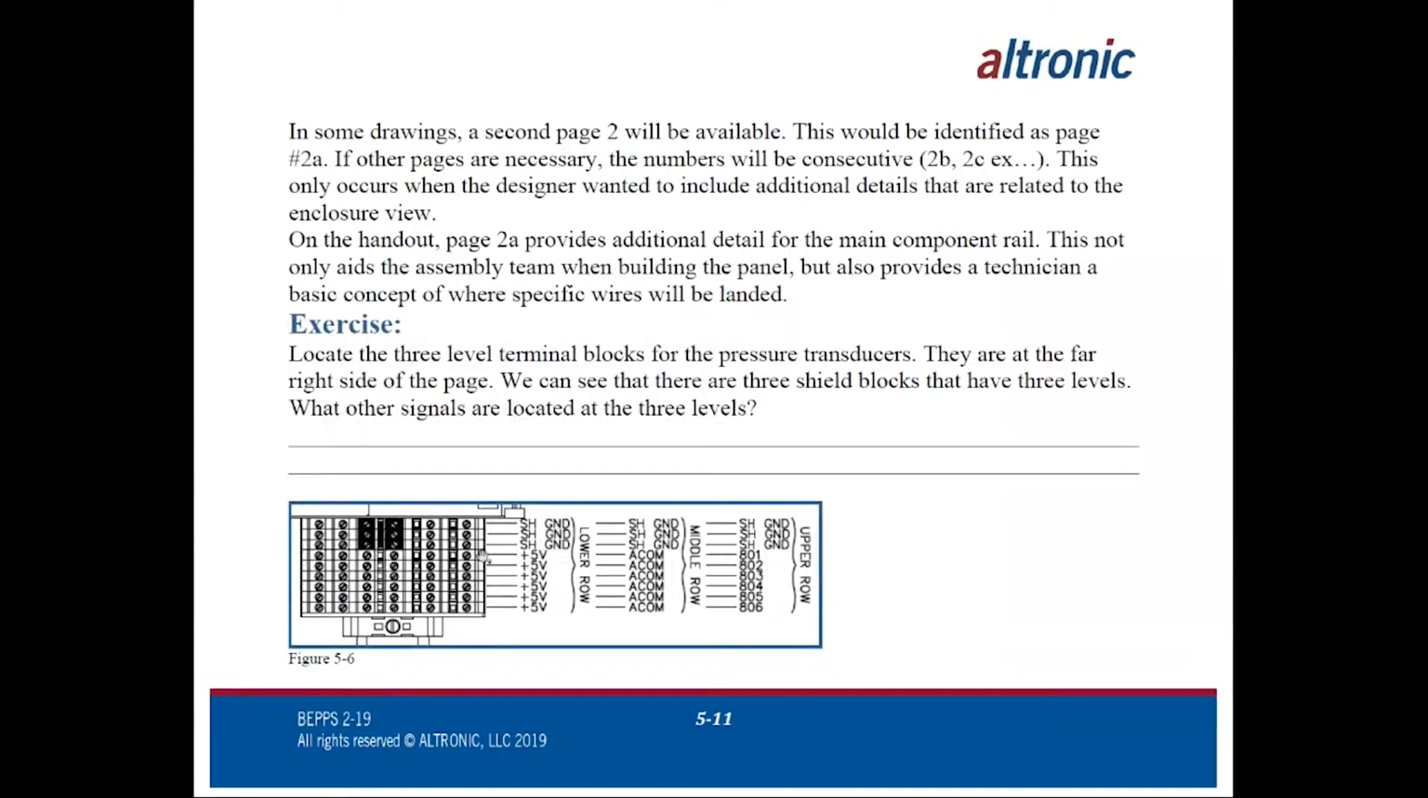We're going to skip over the exercise, but I will zoom in on figure 5.6 at the bottom for a moment and just point out that we can tell by looking at it that it is a 3-level terminal block. What the designer did on this one is show what is at each level of the terminal block. The lower level is shield blocks down at this end, 5-volt supply down at this end, shield in the middle at this top end, as well as A-common wires.